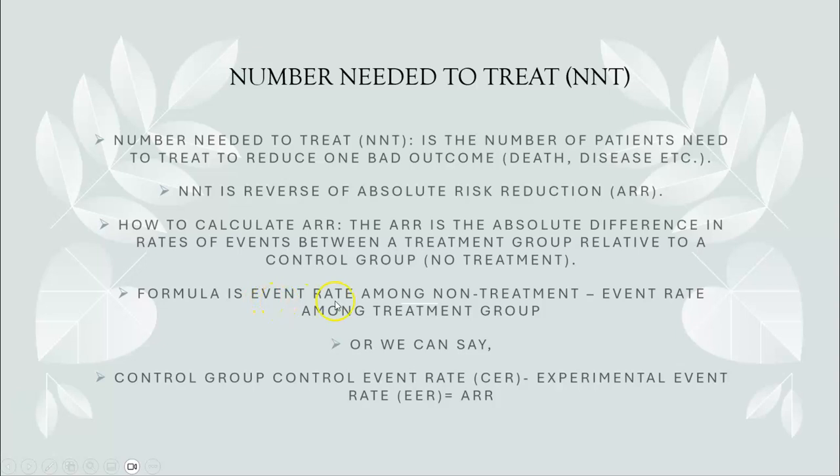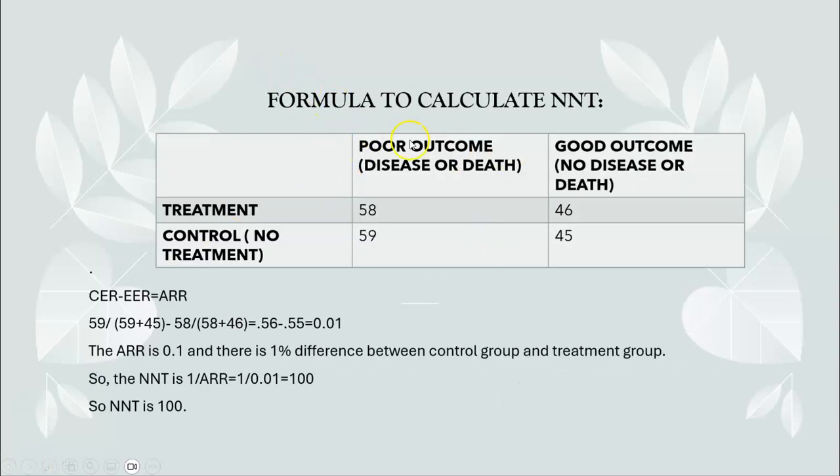The formula is the event rate among the non-treatment or control group minus the event rate among the treatment group. So we can say the control event rate, CER, minus the experimental event rate of the treatment group is the absolute risk reduction. We can again use the 2 by 2 table to calculate it. In our calculation, absolute risk reduction is 0.1, that is a 10% difference in outcome between the control group and the treatment group.